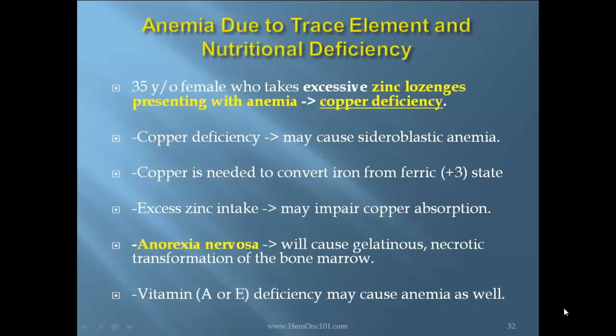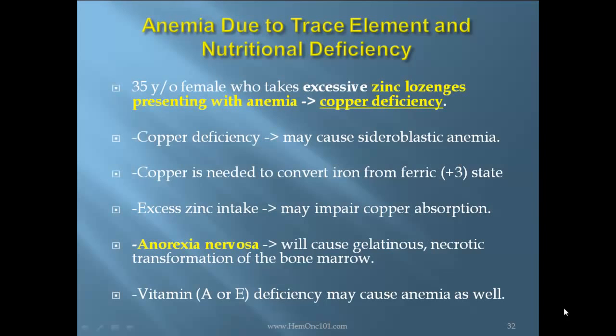Anemia due to trace elements and nutritional deficiencies. Case report. 35-year-old female who takes excessive zinc lozenges presenting with anemia. What is the cause? Answer: copper deficiency. Copper deficiency may cause sideroblastic anemia. Copper is needed to convert iron from the ferric state to the ferrous state. Excess zinc intake may impair copper absorption, which will hence lead to anemia.